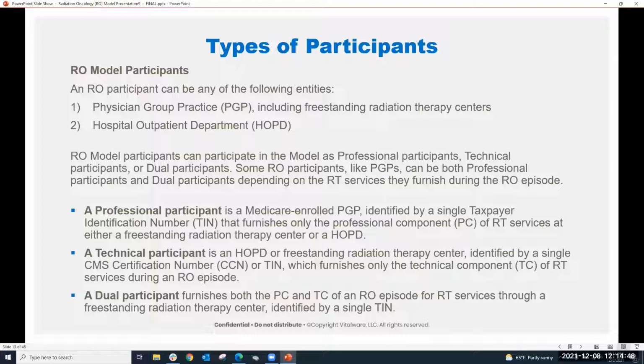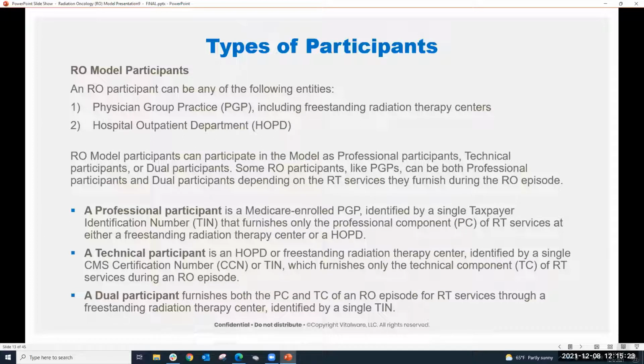An RO participant can be a physician group practice, a freestanding radiation therapy center, or a hospital outpatient department. There are 3 types of participants. You have your professional participant, which is identified by a taxpayer identification number, and they only provide the professional component of the radiation therapy services. Then the technical participant is identified by a CMS certification number, or CCN, and they only provide the technical component of the RT services.